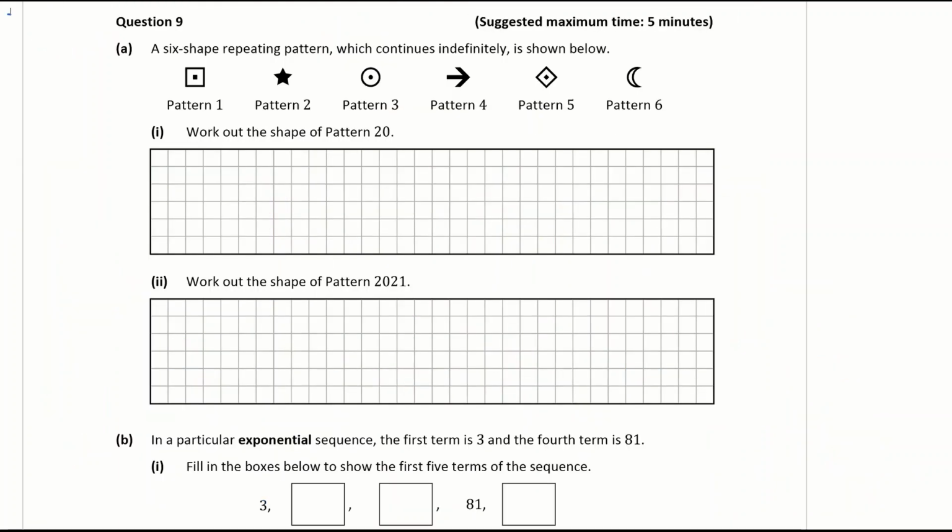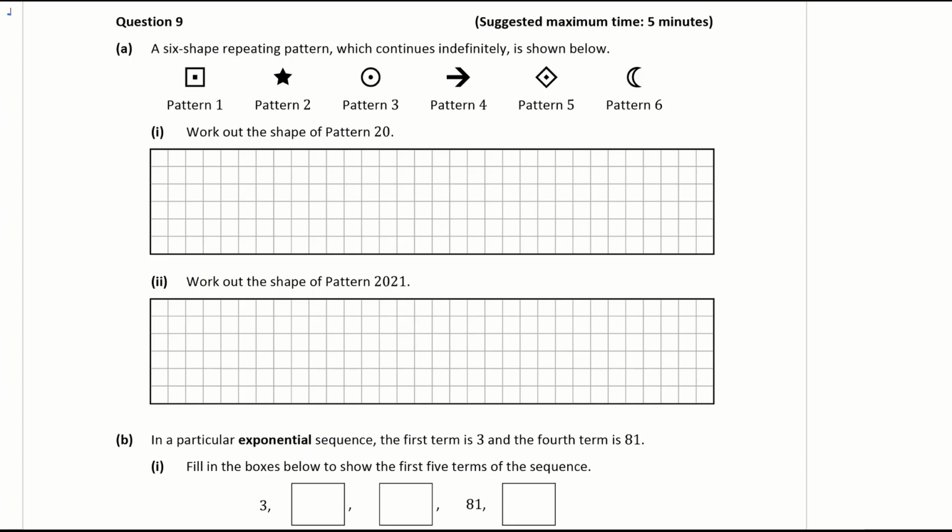Question 9a, a 6-shape repeating pattern which continues indefinitely is shown below. Indefinitely just means it continues forever. And it has pattern 1, pattern 2, pattern 3, 4, 5 and 6. Part 1, work out the shape of pattern 20. Well, different ways you can do it. You can continue drawing out all of the patterns until you get to number 20, but you can also just use your use of patterns here.